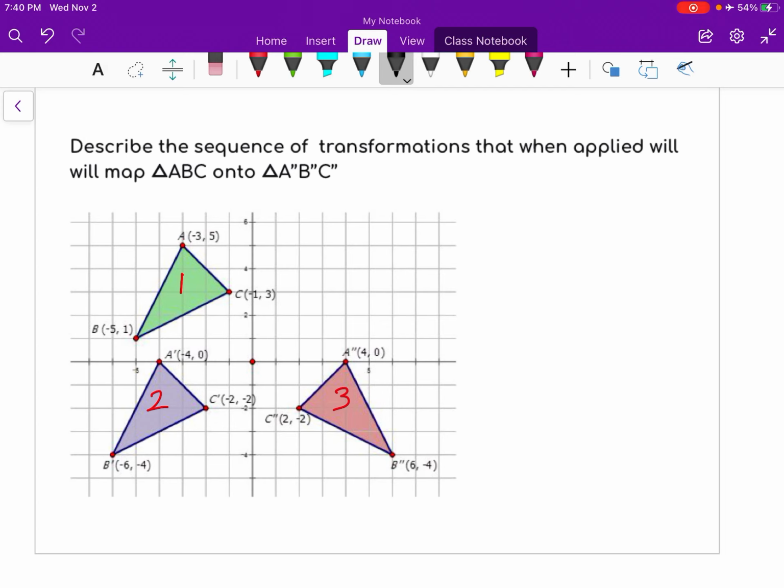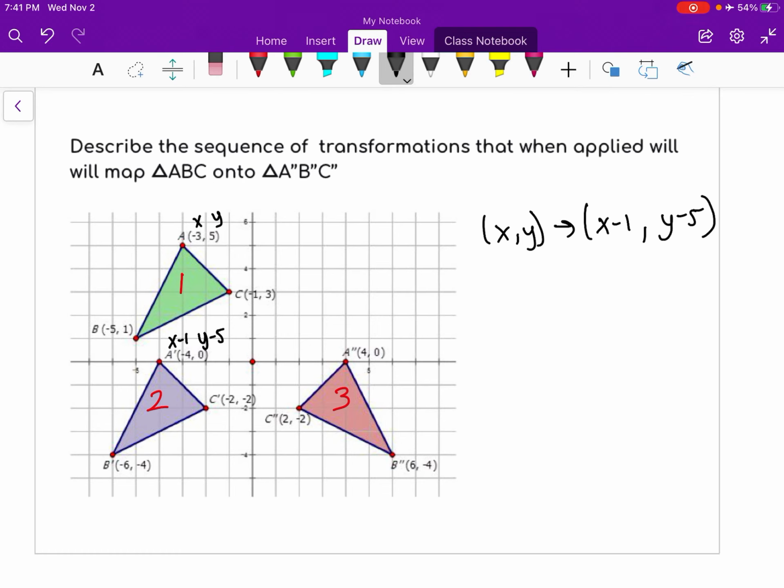If you look at our original point A and you compare it to A prime, you'll notice that we have subtracted 1 from our x coordinate and we have subtracted 5 from our y coordinate. So the first algebraic description should be xy transforms into x minus 1, y minus 5.